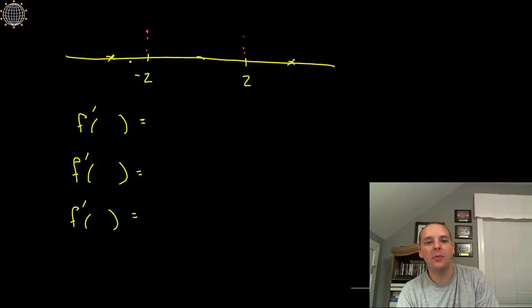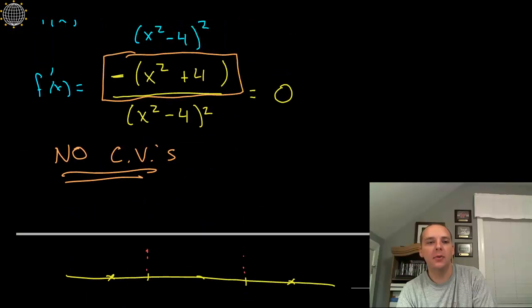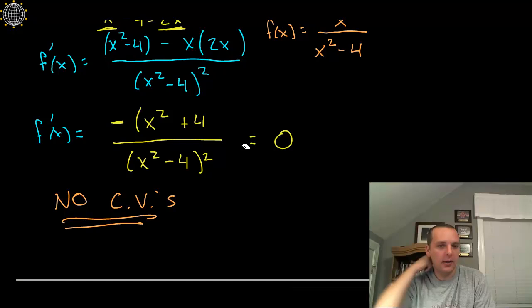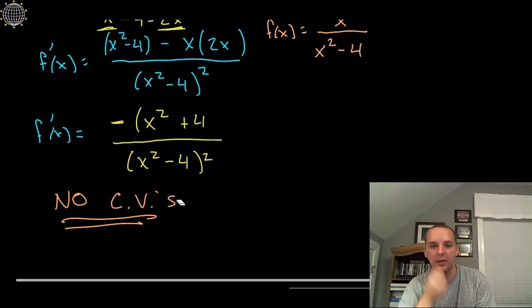So I'll pick a point before negative 2, maybe like negative 3, between negative 2 and 2, maybe like 0, and after 2, maybe a point like 3. I'll take these, I'll plug them in the derivative. Now there's actually something kind of interesting about this derivative here. Here, let me erase some of this stuff here.